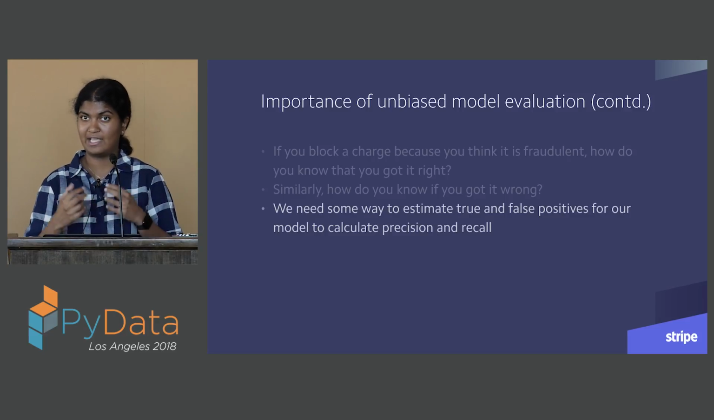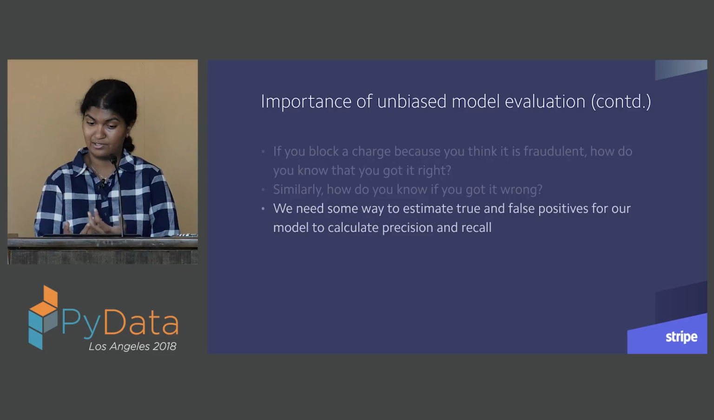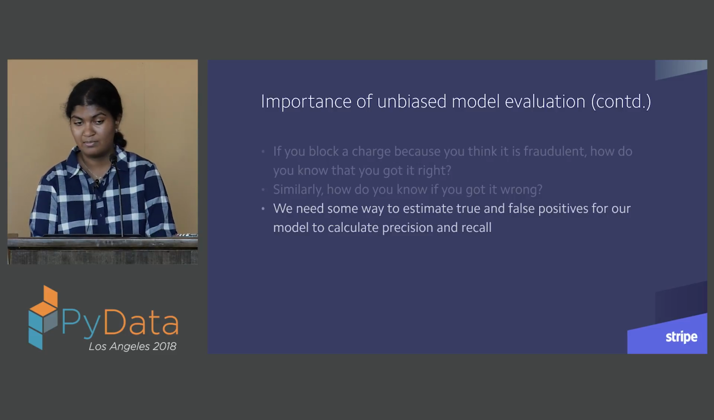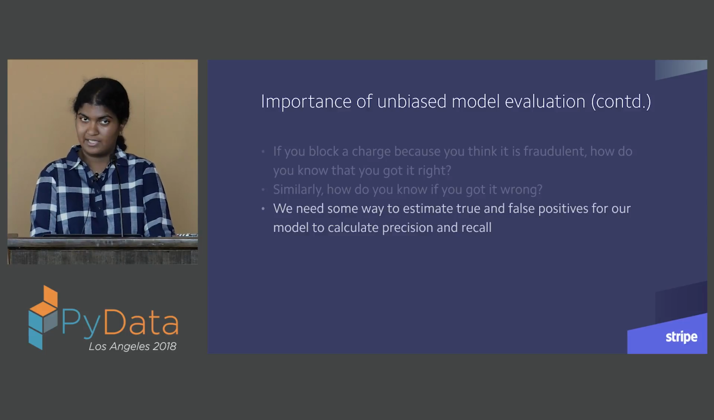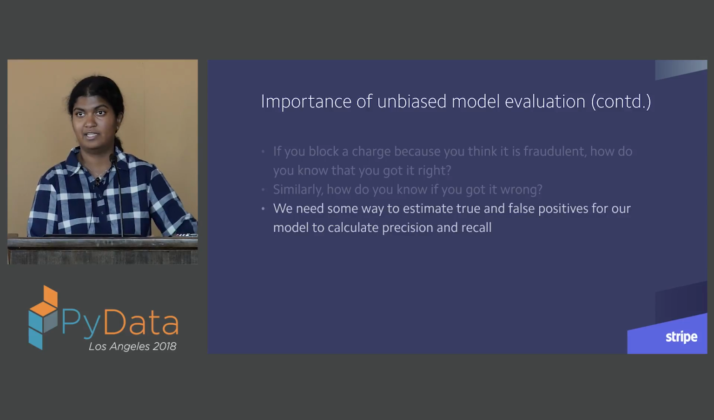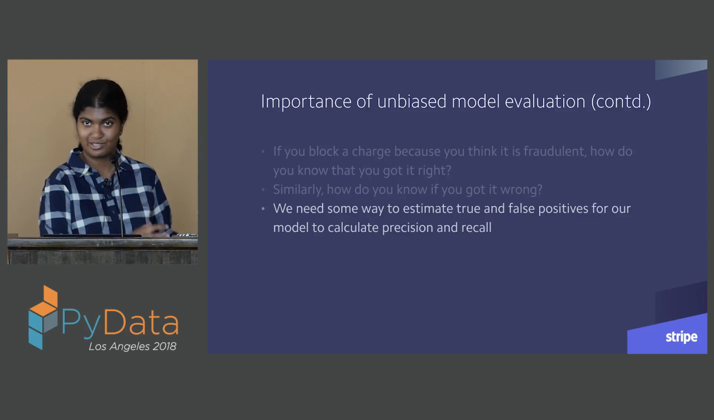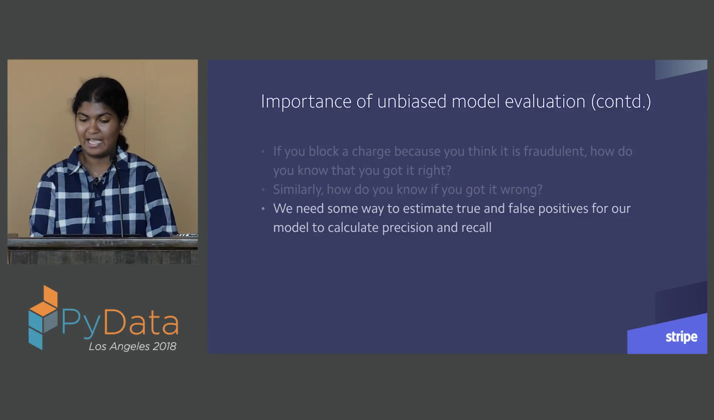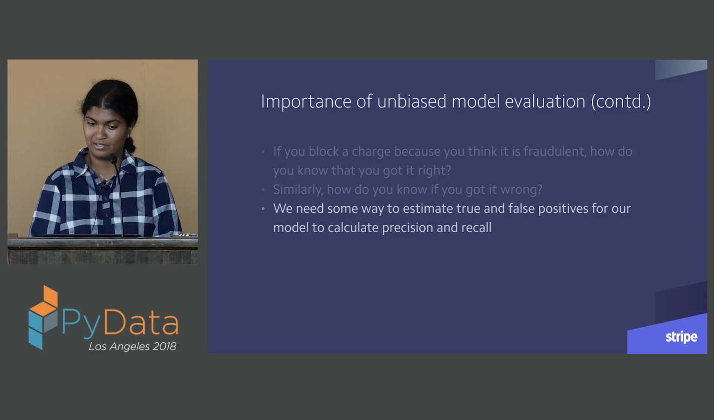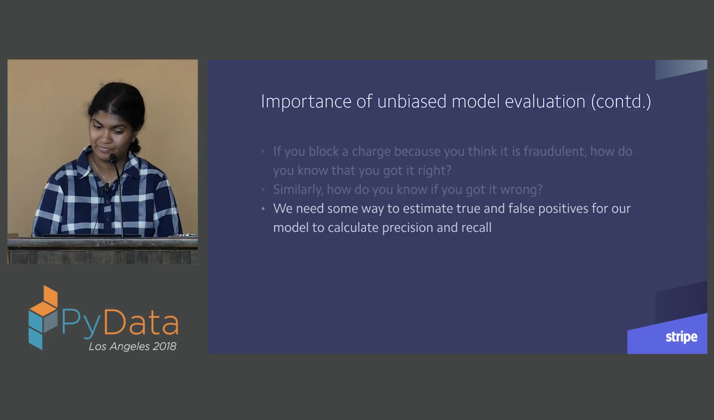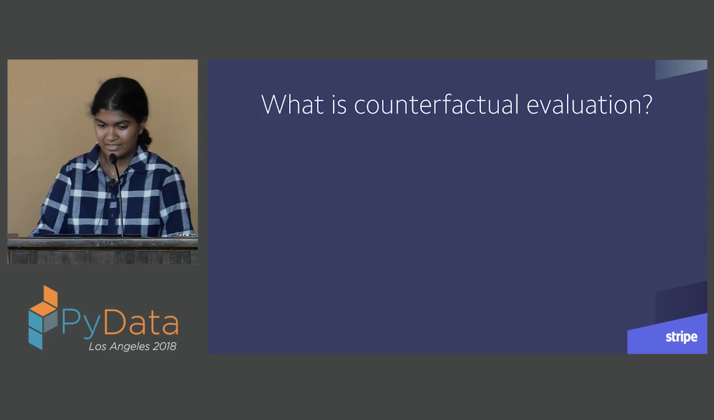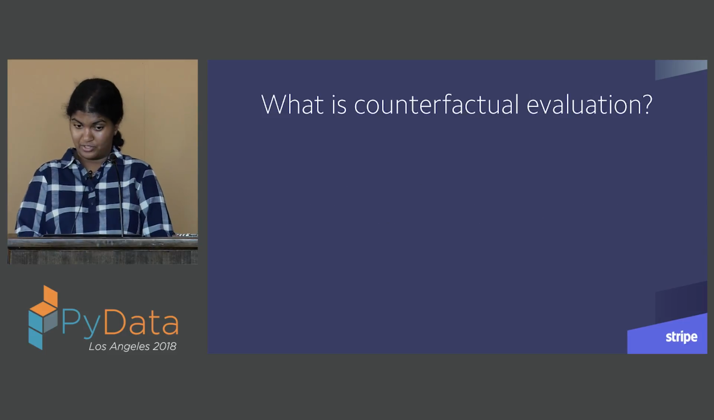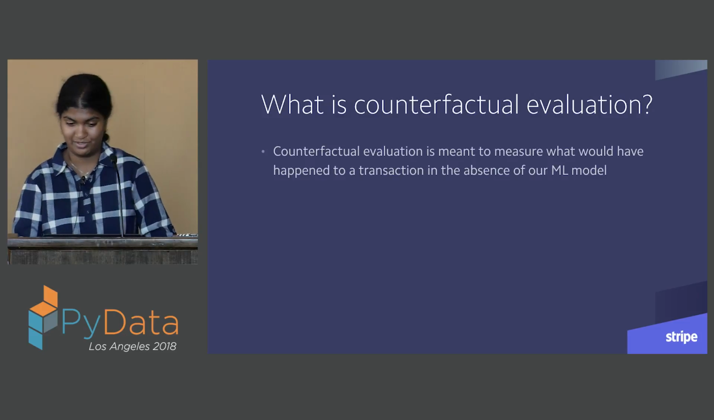So we need some way to estimate unbiased data for true and false positives, because we need these numbers to calculate precision and recall in production. We can very easily calculate these numbers on validation data because that is historical data. But if I want to figure out how well my model is doing in production, I need some way to estimate true and false positives in production. So counterfactual evaluation is the solution here.